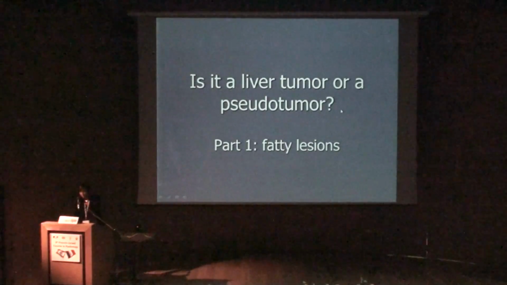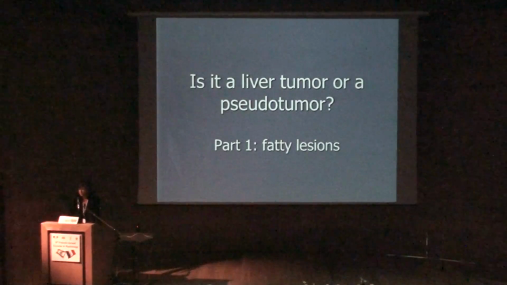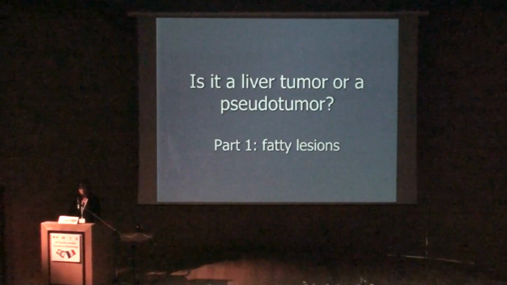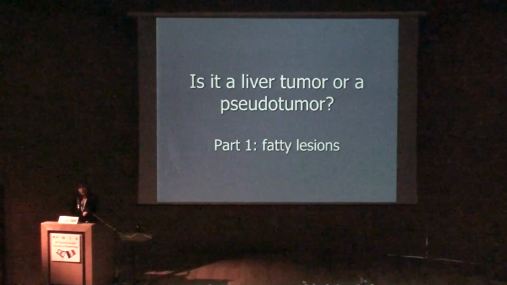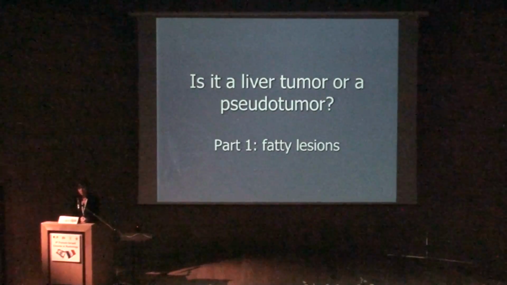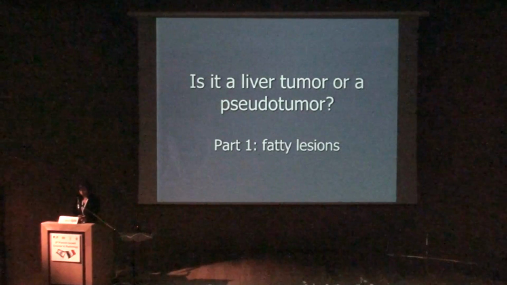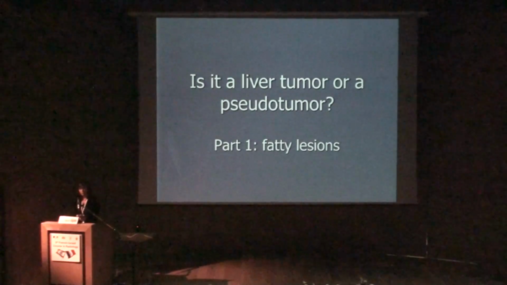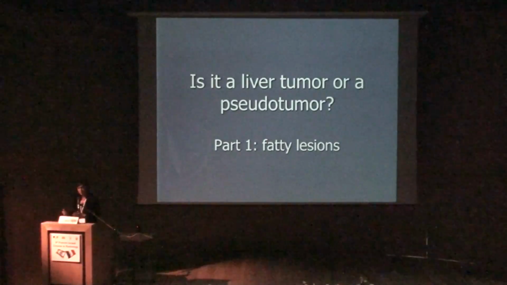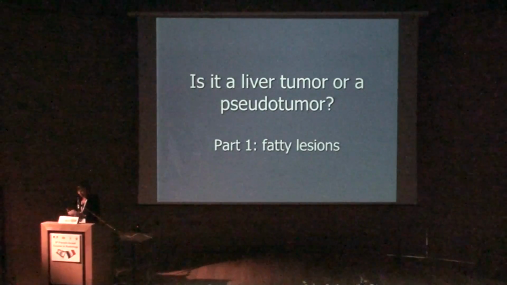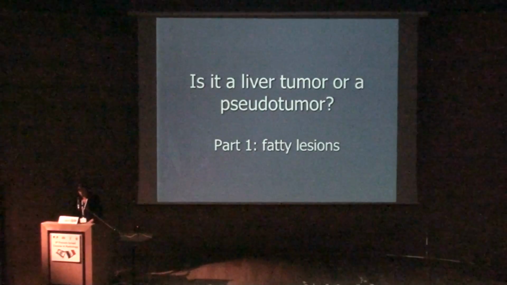Okay. Then the third issue I'd like to see with you is: is it a true liver tumor or a pseudotumor? And unfortunately, it happens quite often because there are two big mimickers of liver tumors. The first one is dealing with the fat, steatosis, and focal fatty deposits or focal fatty sparing, and the other one deals with the lesion enhancement.